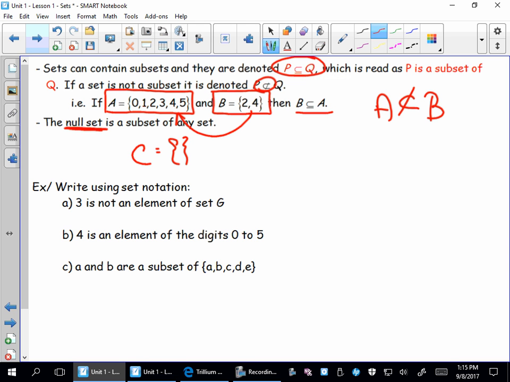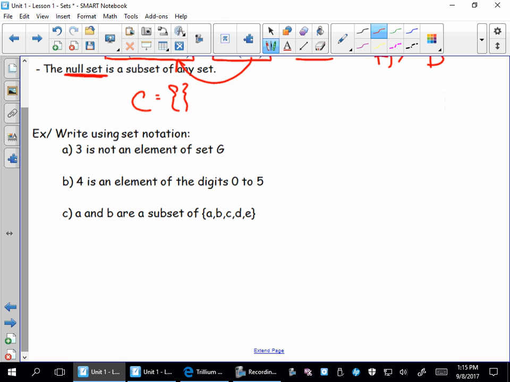Okay, so a little example here. Can you try writing these using set notation? Our objective here is to take words and turn them into symbols. So pause the video, try it, see if you can figure them out. And if not, then play it again. So 3 is not a subset of G. 4 is an element, so it's a fancy E, of the digits 0 to 5.